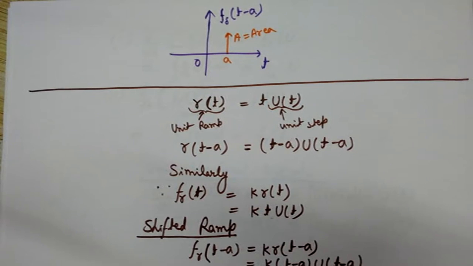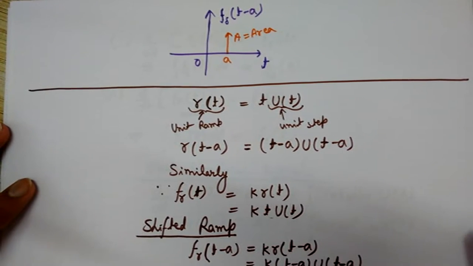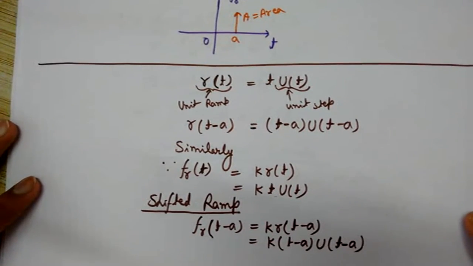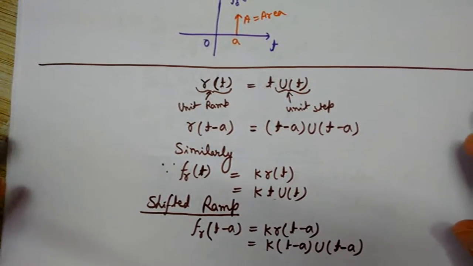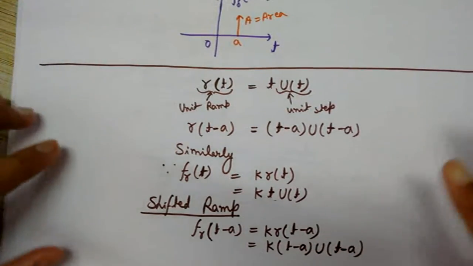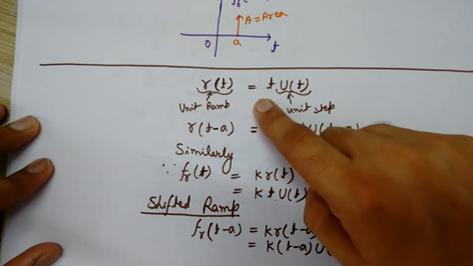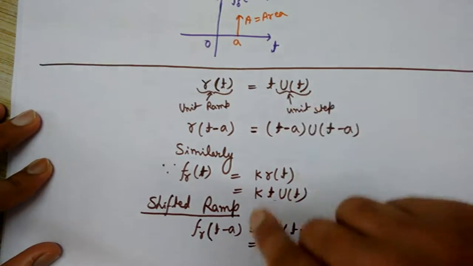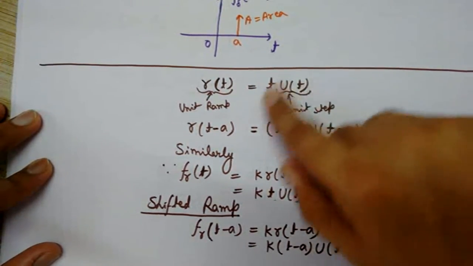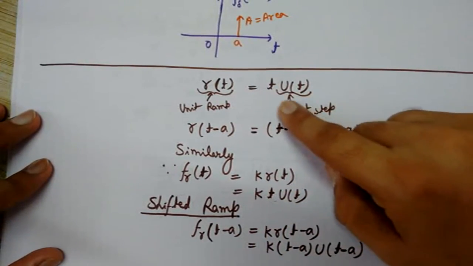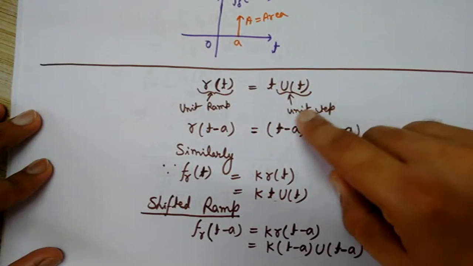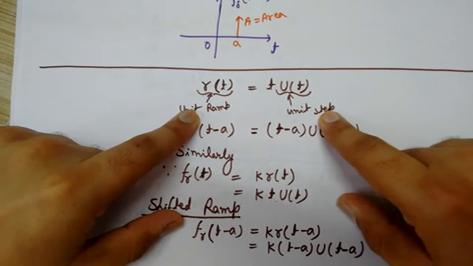Now we will see some interesting mathematical results about these signals that we have discussed. Let's look at this. You can see here, this is the unit ramp signal. This unit ramp signal r of t can be written as t u(t). These are some useful results. So the ramp signal can be written as t u(t), the product of the unit ramp and the unit step.